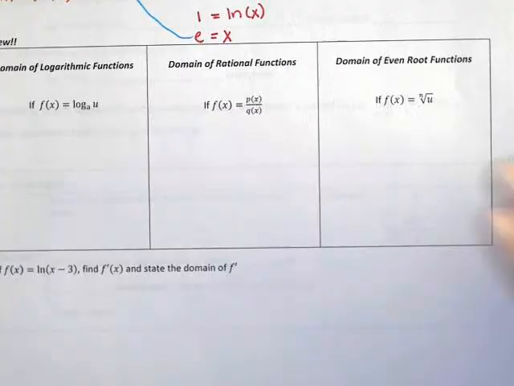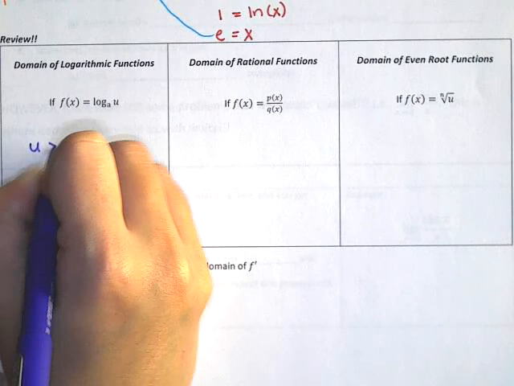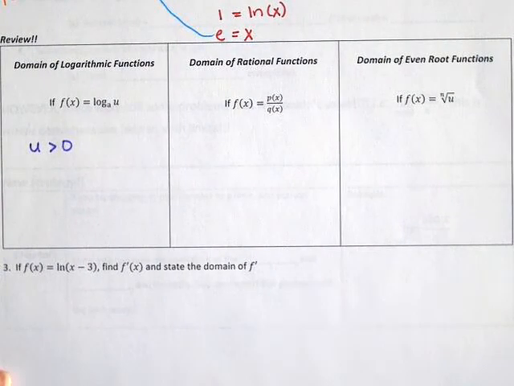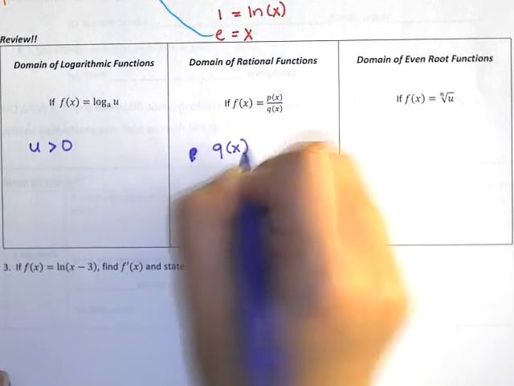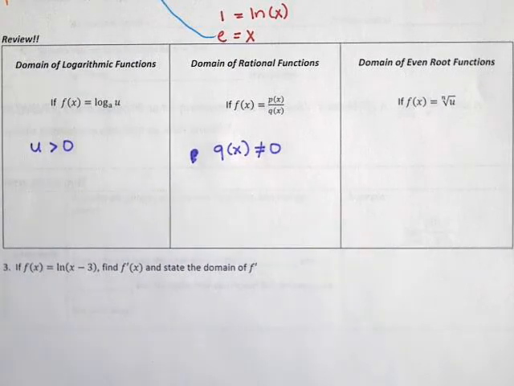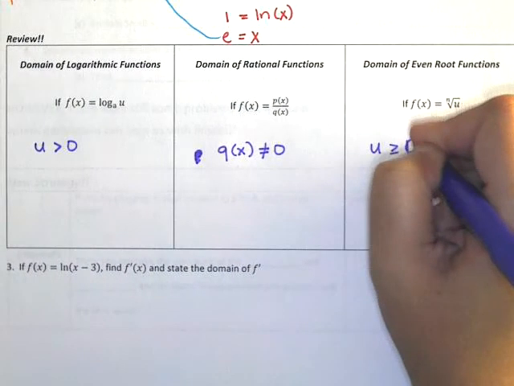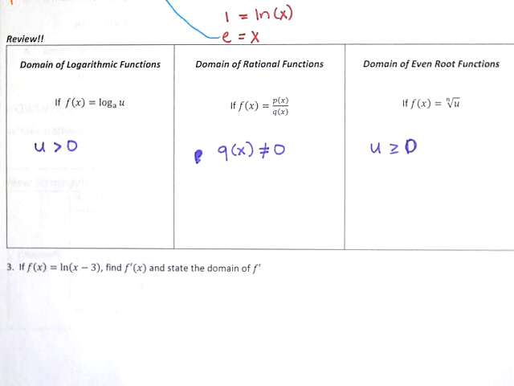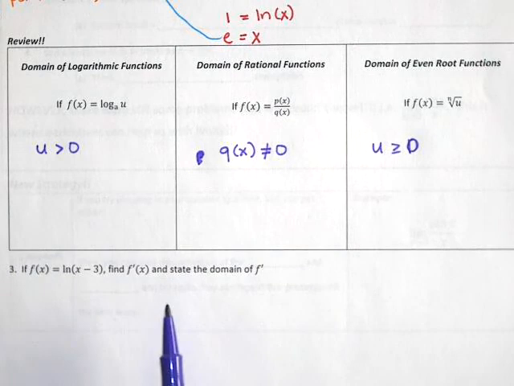Now, as a review, when we talked about domain way back when you guys were in pre-calculus, we said the domain of a logarithm is that the inside stuff needs to be bigger than 0. The domain of a rational function is that the bottom of a rational function cannot equal 0, otherwise you get a vertical asymptote. And we said that if you ever have an even root, like a square root or a fourth root, the inside stuff needs to be greater than or equal to 0. Because of that, we know that the domain of the original function affects the domain of the derivative.